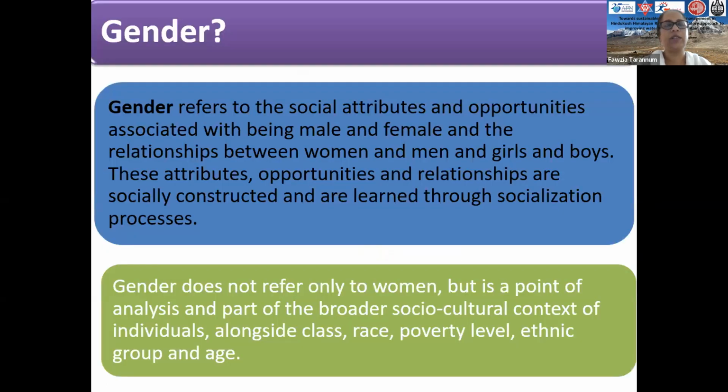So what is the difference between sex and gender? Sex is, of course, biological, but gender is more of social attributes and opportunities associated with being male and female, and relationship between women and men and girls and boys. These attributes, opportunities, and relationships are socially constructed and are learned through socialization processes.